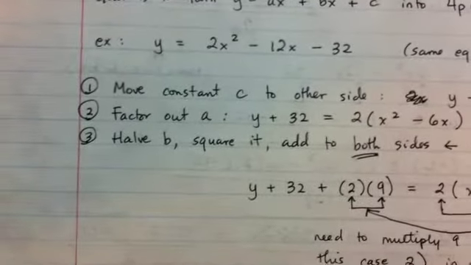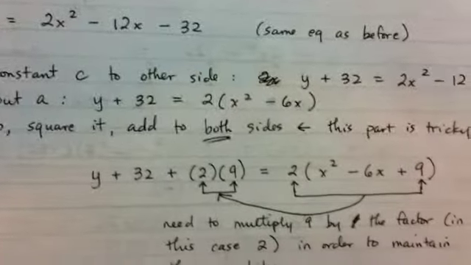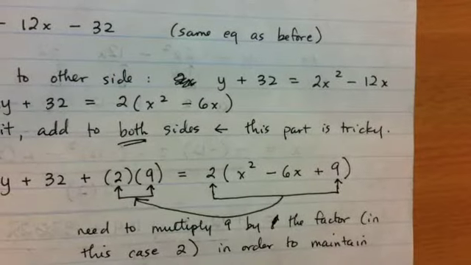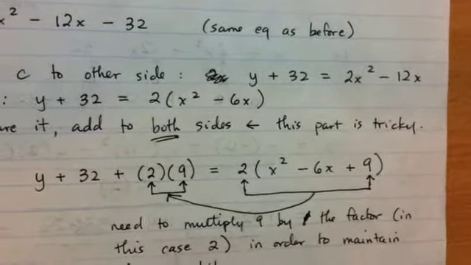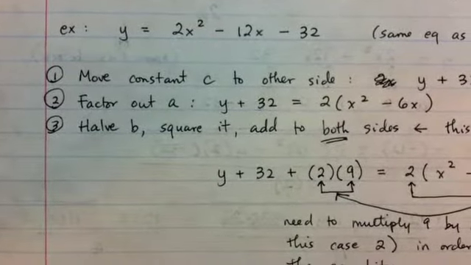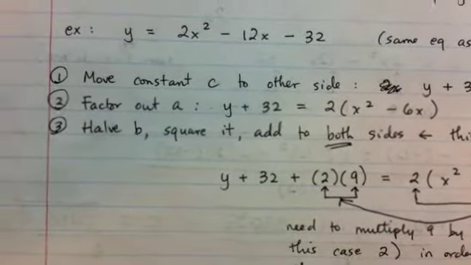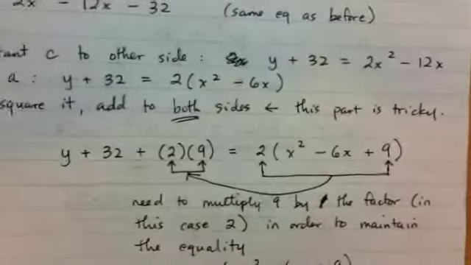First thing you do is move the constant c, which is minus 32, to the other side, and you'll see what we have there. And then after that, you're going to factor out the a term, if there is any. In this case, we have 2 in front of x squared, so that is our a term. You're going to half b, which is negative 12x, square it and add it to both sides.